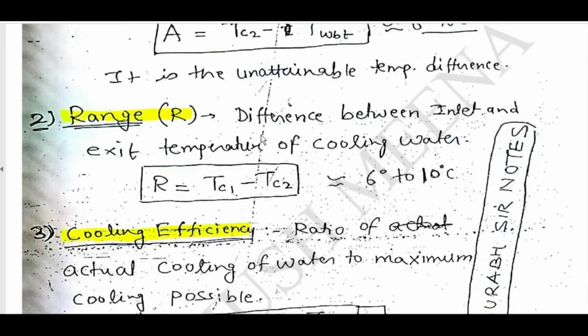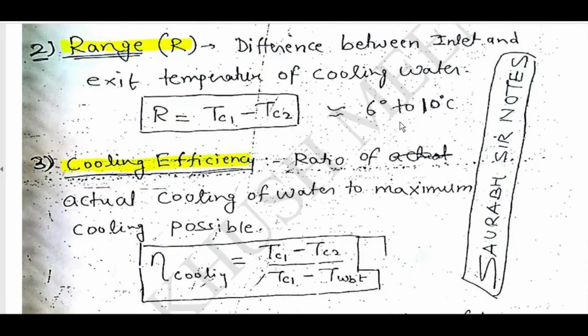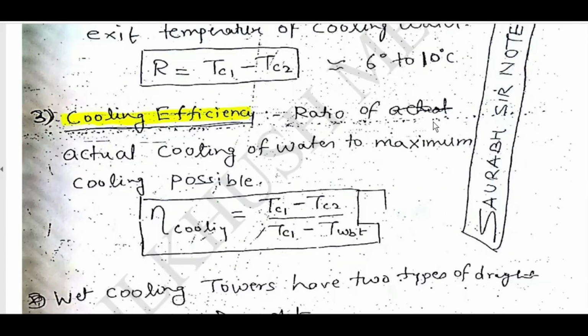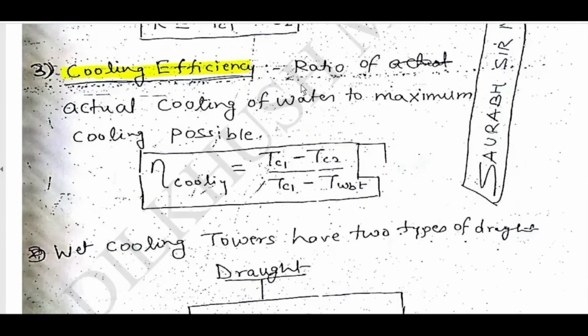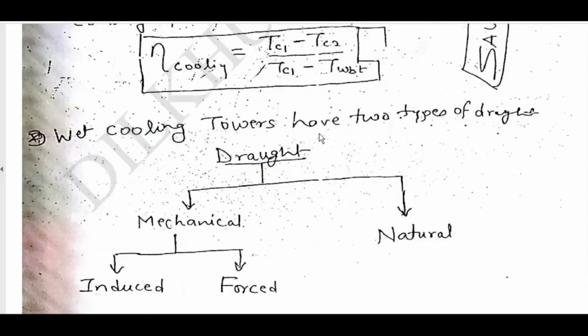Range R, the difference between inlet and exit temperature of cooling tower, R is equal to Tc1 minus Tc2, which is 6 to 10 degrees. Cooling efficiency, the ratio of actual cooling of water to maximum cooling possible. Eta cooling is equal to (Tc1 minus Tc2) by (Tc1 minus Twb). Wet cooling towers have two types of draught: mechanical and natural.